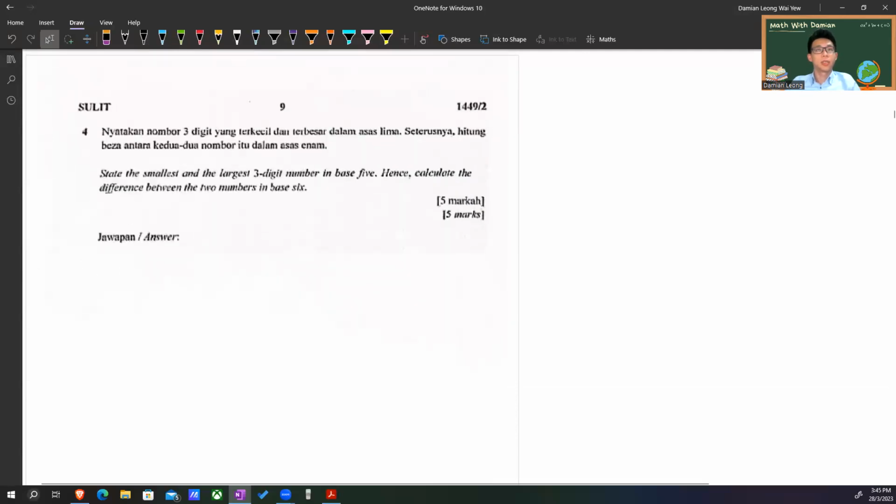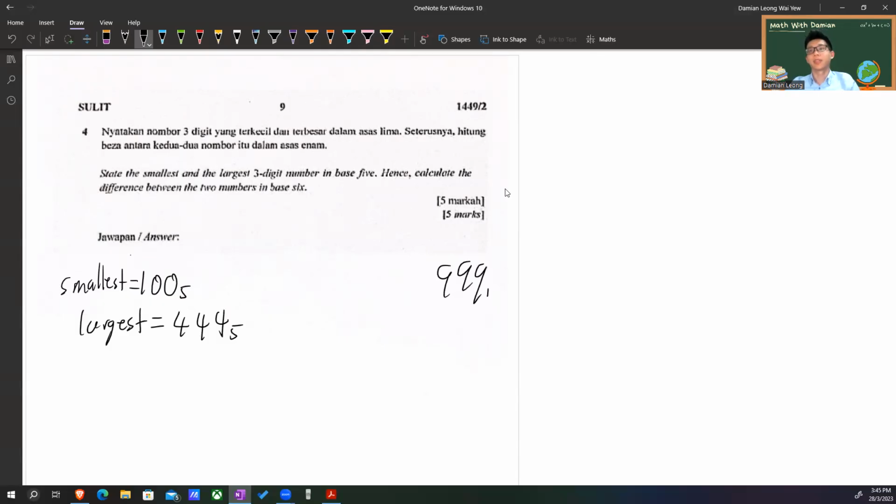Then question 4. State the smallest and largest 3-digit number in base 5. Hence, calculate the difference between the two numbers in base 6. So the smallest 3-digit number will be the first 3-digit number in base 5, which is 100. And the largest will be the final number in base 5 with 3 digits, which is 444. One number before the base number. It's like 999 for base 10. So the equivalent would be 444 in base 5.